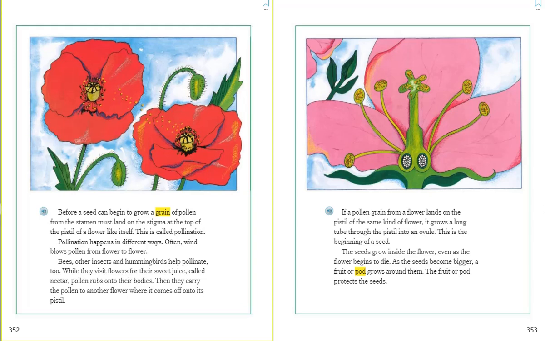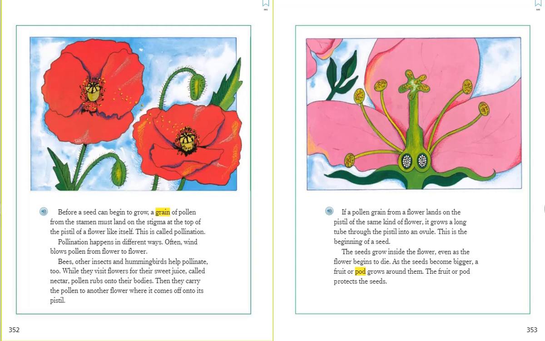While they visit flowers for their sweet juice called nectar, pollen rubs onto their bodies. Then they carry the pollen to another flower where it comes off onto its pistil. If a pollen grain from a flower lands on the pistil of the same kind of flower, it grows a long tube through the pistil into an ovule. This is the beginning of a seed.